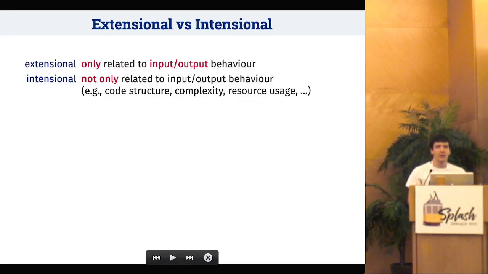When we reason about programs, there are typically two approaches. The first one is the extensional approach, where we basically focus only on aspects related to the input-output behavior of programs, while the other one is the intensional approach, where instead we take into account also other aspects, such as the structure of the code or the computational complexity or resource usage.